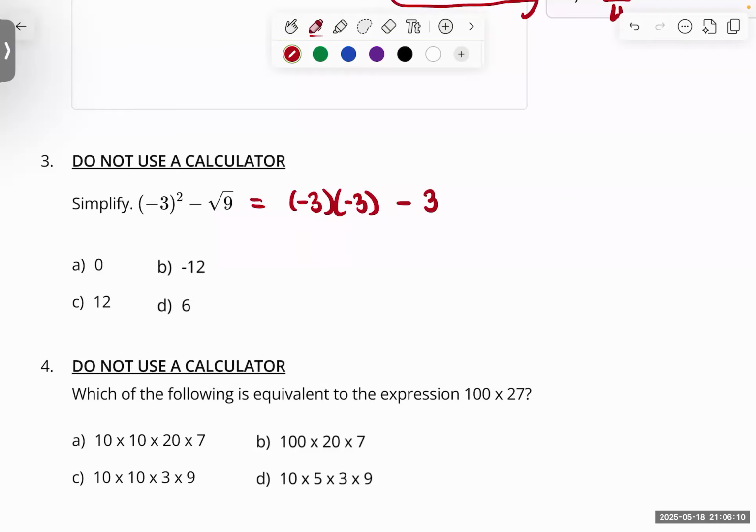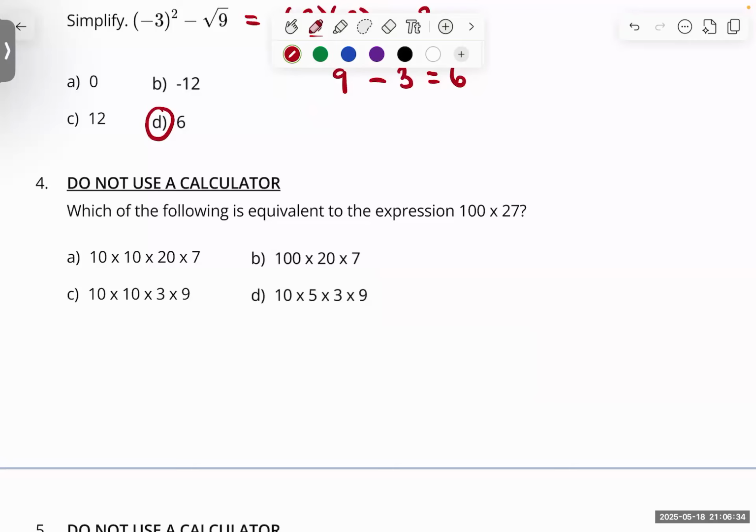Now, all we need to do is multiply -3 times -3. A negative times a negative is always a positive, so we're going to get a positive 9. 9 minus 3, this part didn't go away, which is 6. So the answer is D.